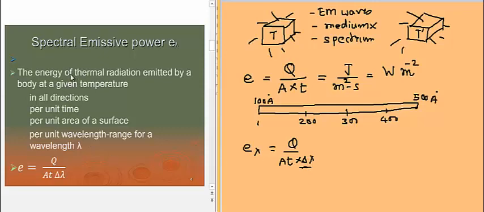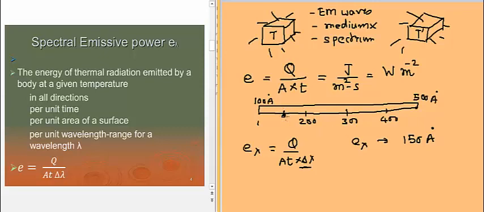So if I look at the definition of spectral emissive power, it is the energy of thermal radiation emitted by a body at a given temperature in all directions per unit time per unit surface area per unit wavelength range for a wavelength lambda. So what does this exactly mean? Let us say I want to find out E lambda of this particular object at 150 angstrom. So 150 will be somewhere over here, and I want to find out the E lambda over here.